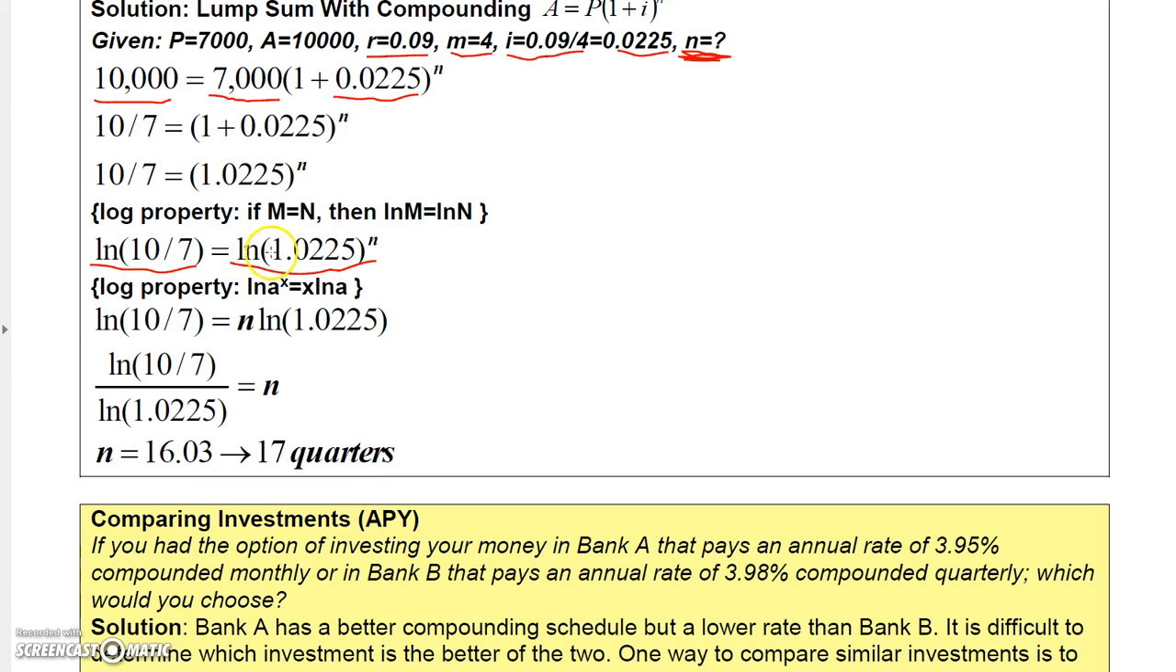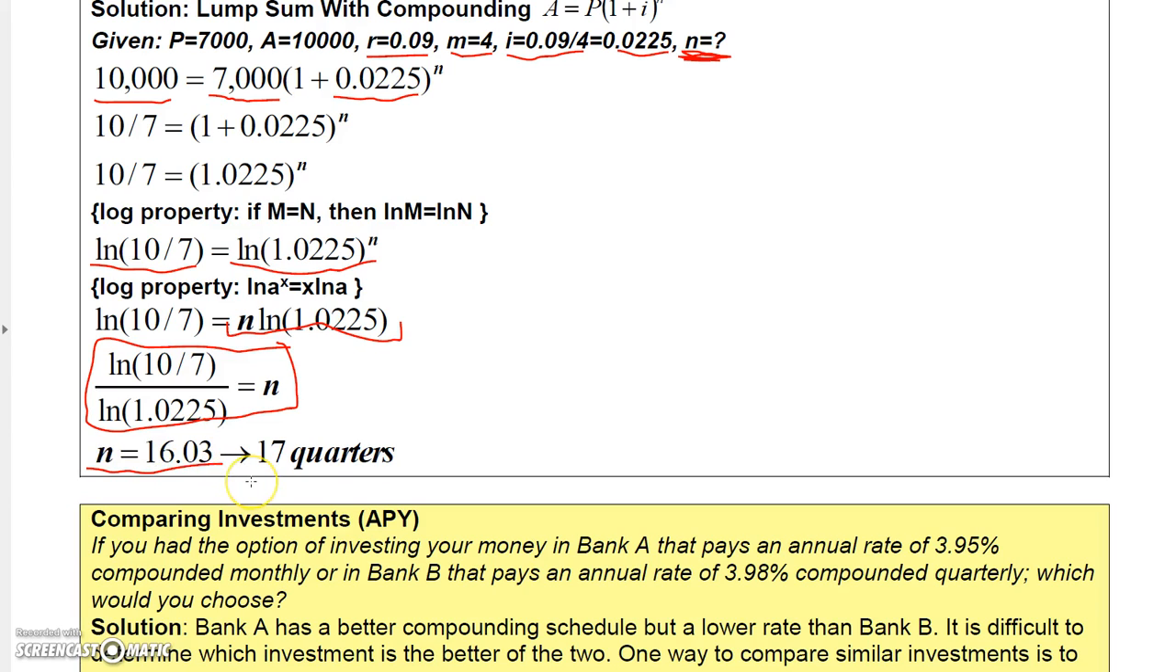And then it turns out there's a log property that says if I have the natural log of 1.0225 to the n, that's the same as n times the natural log of 1.0225. And now that's just a number times n. So if I divide both sides by the natural log of 1.0225, that will give me n. Now n turned out to be just a little bit over 16.